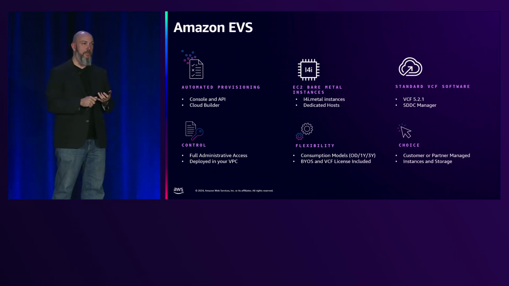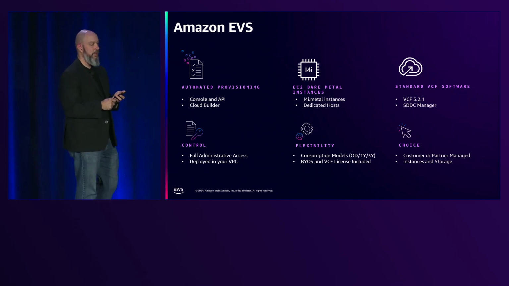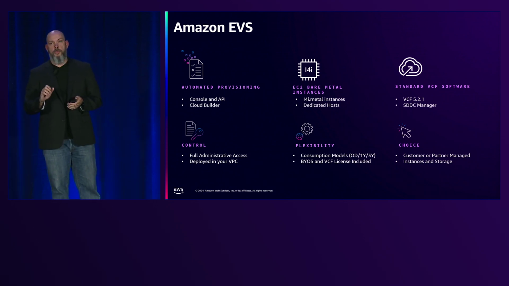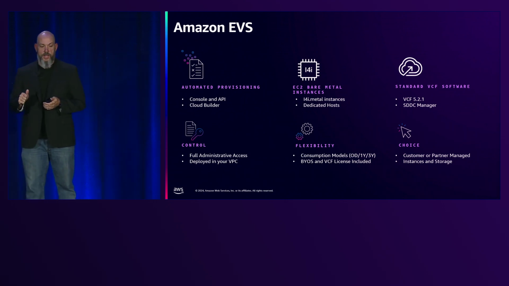So it's I4I metal instances is the instance we're starting with, and it's going to be a dedicated host. So effectively using EVS will provision a standard EC2 metal instance running the VMware software stack. And one important point here is that this is standard VCF.